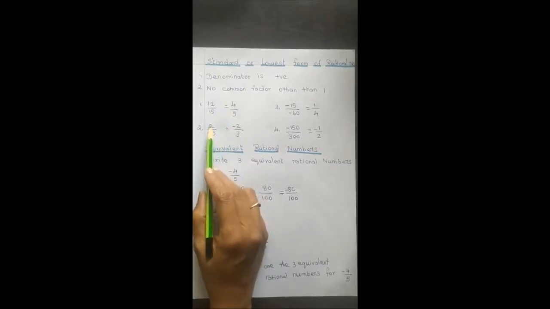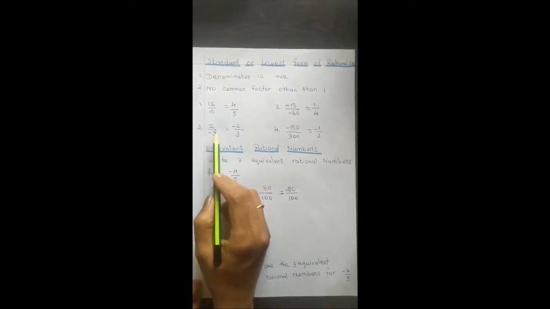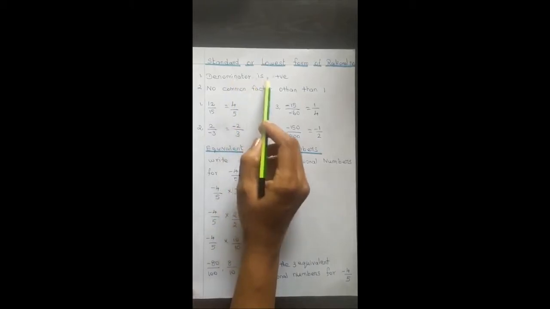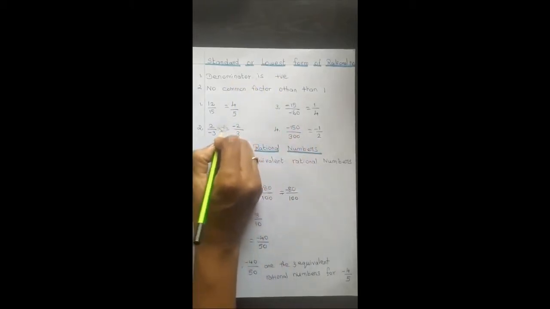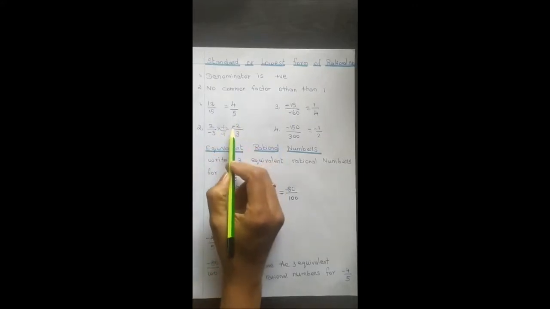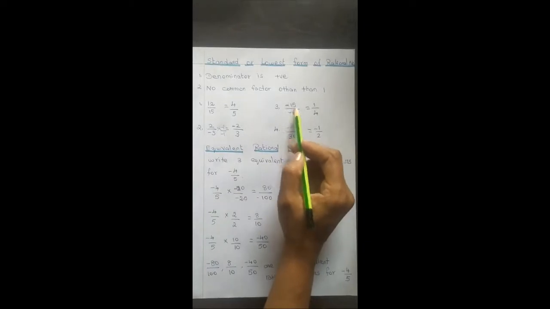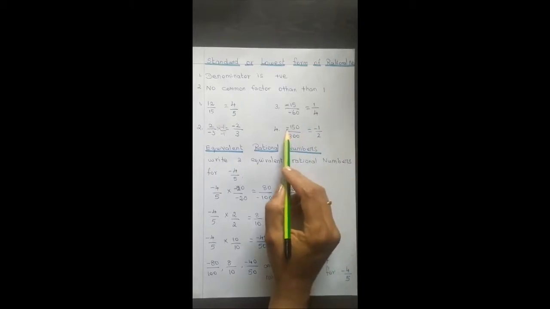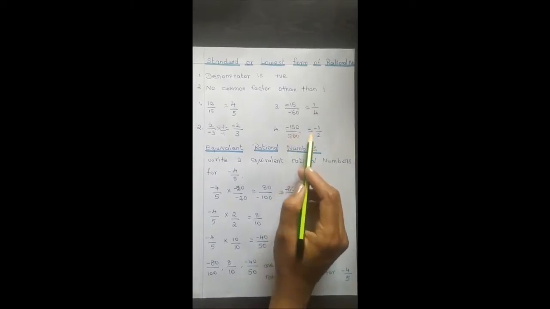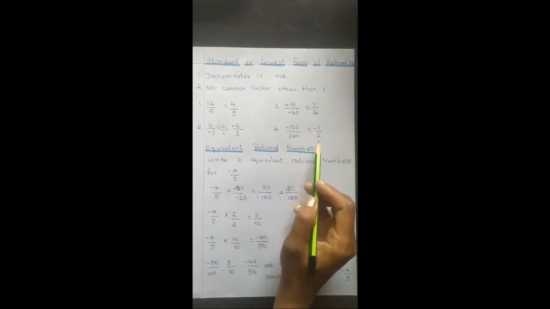Here you can see 2 divided by -3, we have a negative in the denominator. But we know that the denominator should be positive. So we can multiply by -1 with this number. Now we will get -2 divided by 3. Another example, -15 divided by -60. The simplest form is 1 divided by 4. Fourth example, -150 divided by 300. If you simplify this, we will get -1 divided by 2.